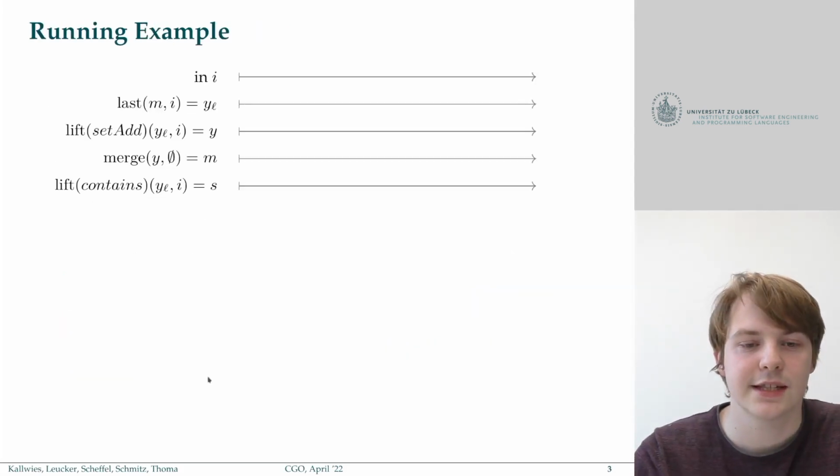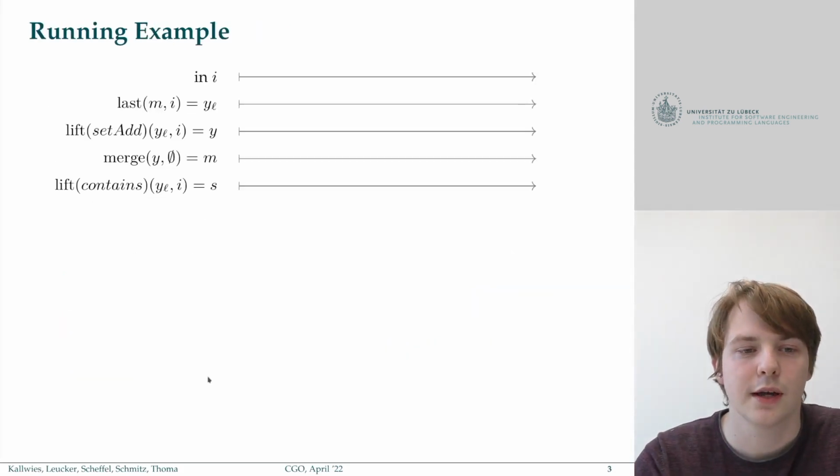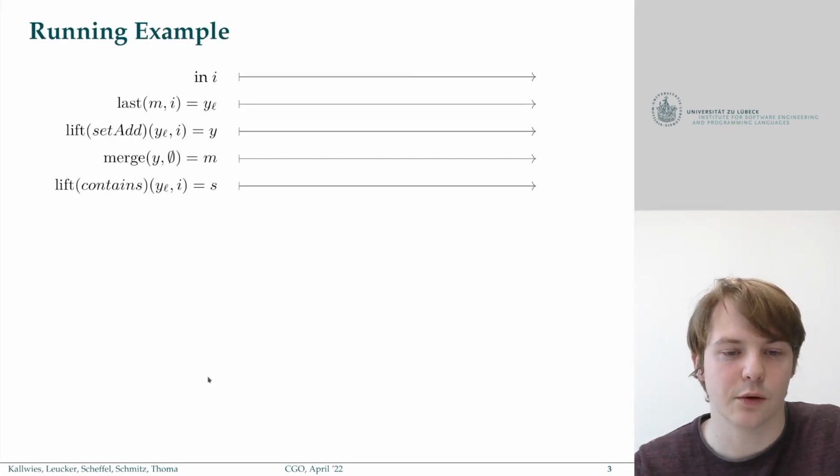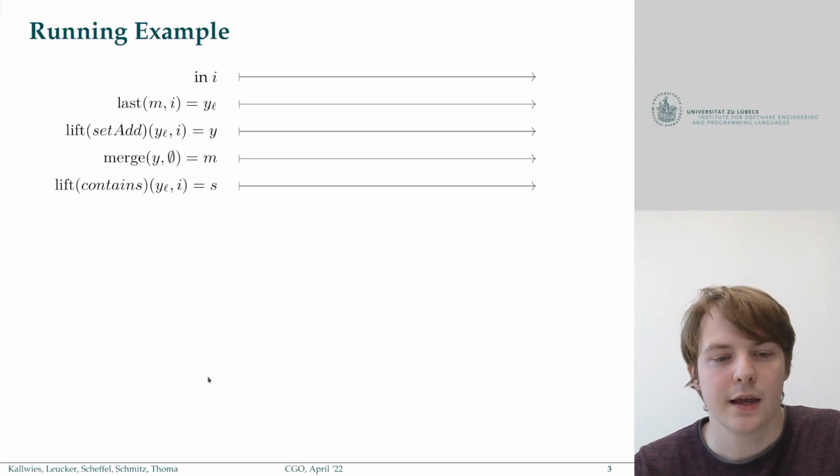To give you a closer insight how Dataflow languages work, I will present you our running example in the Dataflow language Tesla we use in the paper. On the left you can see a Tesla specification. It consists of 5 streams, the input stream I, and 4 other defined streams YL, Y, M and S.